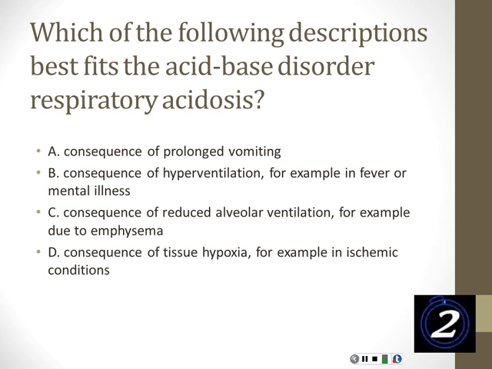The best answer there, respiratory acidosis, would be C. Reduced alveolar ventilation, like you get in emphysema. I know you haven't learned about emphysema yet, but if you imagine if there's less air getting into and out of the alveoli, there's going to be less CO2 exhalation, and that's going to cause that equation to back up to the right. The pH is going to fall as the CO2 goes out.